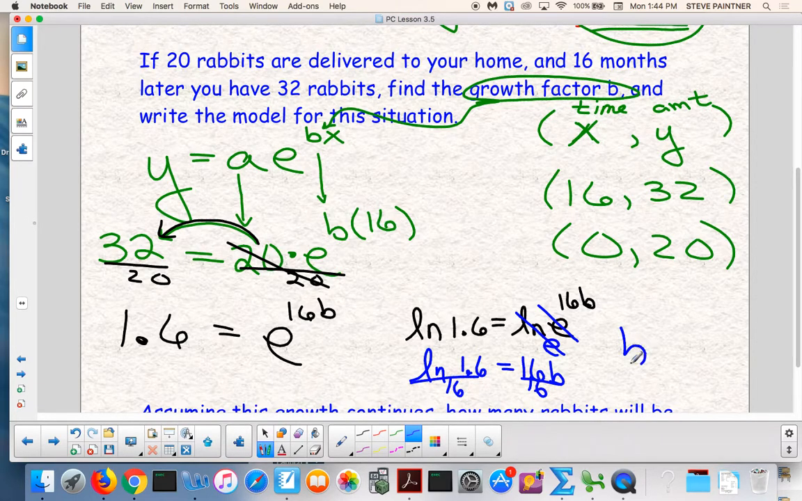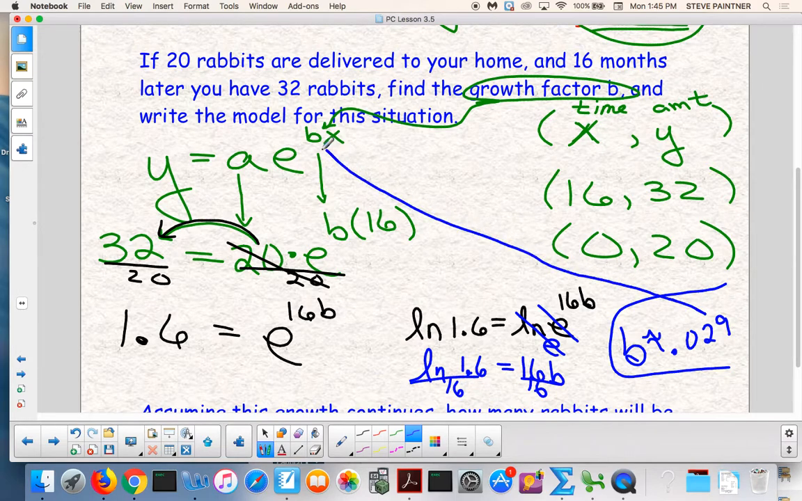Answer for b. By the way, should b be positive or should b be negative? Positive. Why? Because it's growth. You should know if b is positive or negative. Okay, so what is it? 0.029. Okay. You just found what?